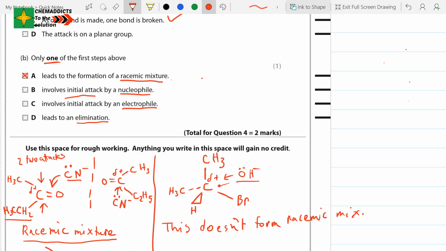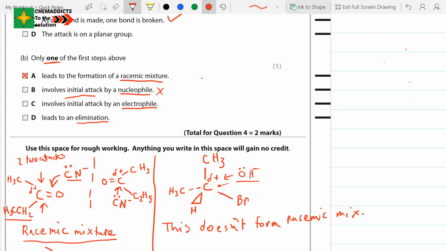Now let's move on to B. Why B shouldn't be the answer, why the other options shouldn't be the answer. Let's look at B now. It involves an initial attack by a nucleophile. Both of these molecules are being attacked by nucleophiles. They have asked about only one molecule, but here both molecules are attacked by the nucleophile, so that is why this shouldn't be the answer.